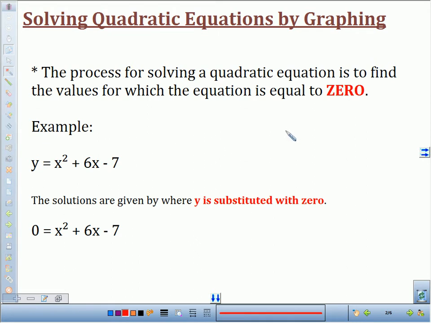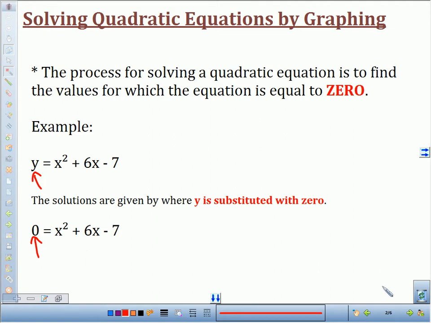Now, when we're talking about solving quadratic equations by graphing, we're talking about looking for the x values of the equation when the equation is equal to 0. If I have a function such as y equals x squared plus 6x minus 7, the solutions are given where y is substituted with 0. So I take y out, I plug 0 in, and y becomes 0. I solve this equation for x, and I get the solutions to the equation. Those would be the solutions for a quadratic function.